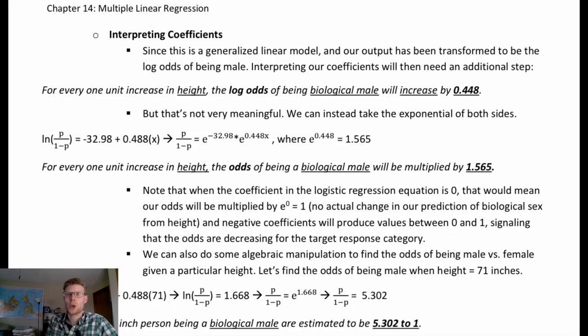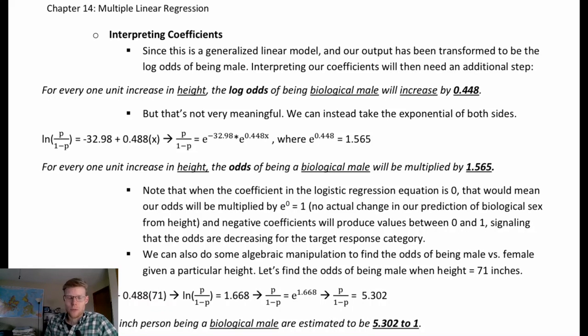So yeah, to preserve that equality, we're going to take e of both sides. This simplifies to just the odds of being biologically male. And now we have e to this side of the equation, which algebraically we can just break up into two terms, e to this term times e to that term. And let's also observe here that if I take e to the 0.448 on my calculator, I'm going to get 1.565.